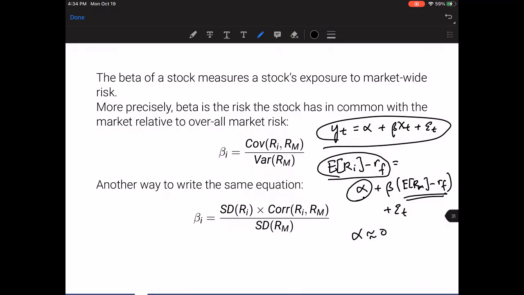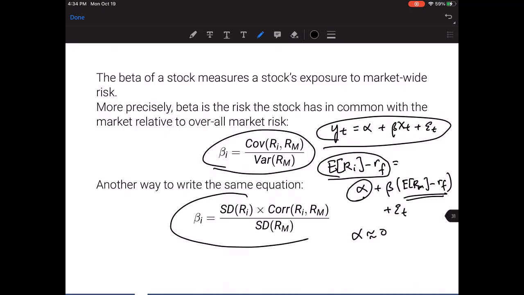All right, so that's what beta is in terms of regression. Of course, some people also write beta in the following way, which is fine. We're just factoring out the standard deviations so that we're working with correlations instead. Same thing.